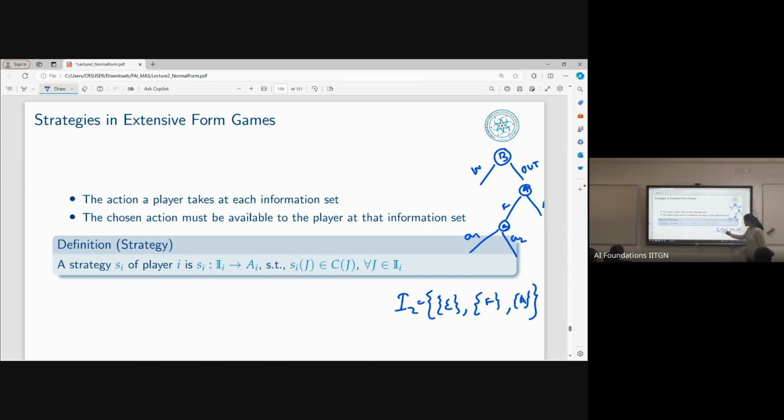Now, at epsilon, what is C_ij? When J is epsilon, in and out are the possible actions. So now the strategy has to map epsilon to either in or out. And when J is F, A1 and A2 are the possible actions. So J is essentially trying to represent each of the information sets available to the agent, and S is a strategy which maps each of these information sets to a particular action that the agent must take. Is it clear?